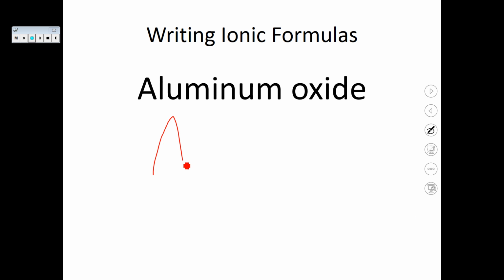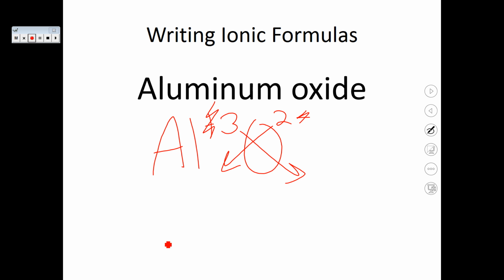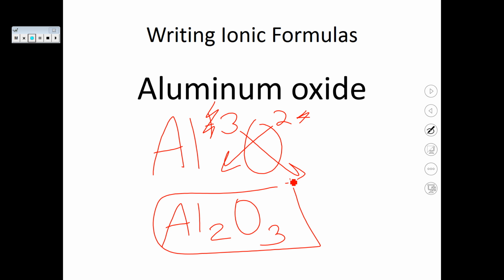Aluminum oxide. Aluminum is Al +3. Oxygen is O2-. You're going to drop the signs, and then you're going to drop and swap the numbers. So this becomes Al bottom 2, O bottom 3. You cannot simplify the 2 into 3, so your final answer is Al2O3.